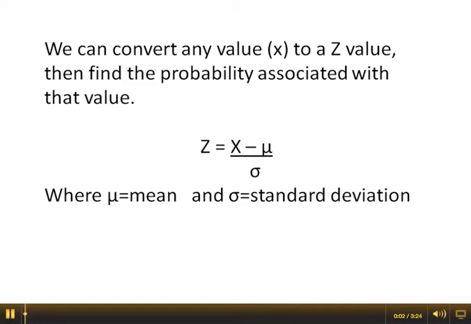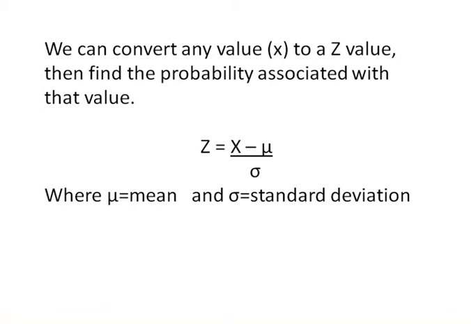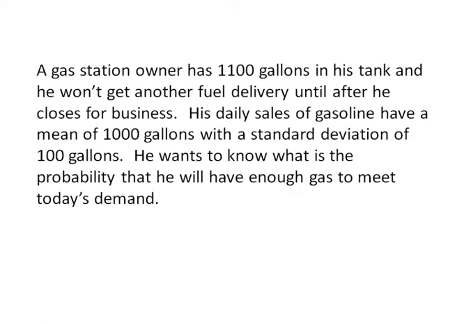Now let's take a look at using the z-scale or standardized normal distribution to actually solve a problem using our formula to get z. So here is our formula. Z is equal to the value of x, which is the value we're trying to find, minus the mean, which is denoted by mu, divided by the standard deviation.